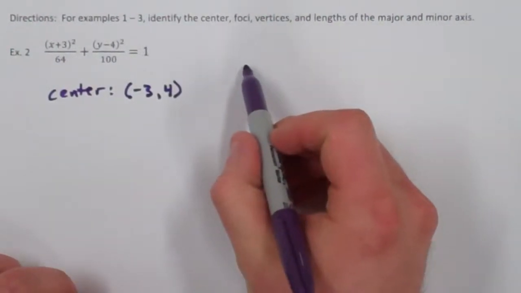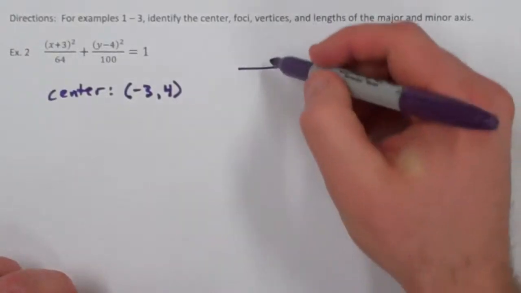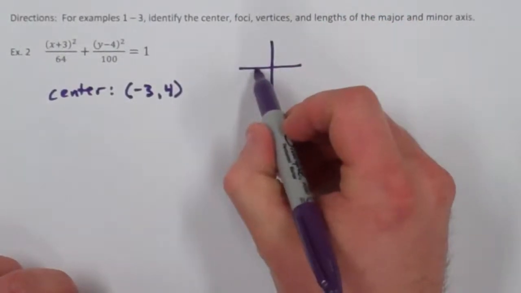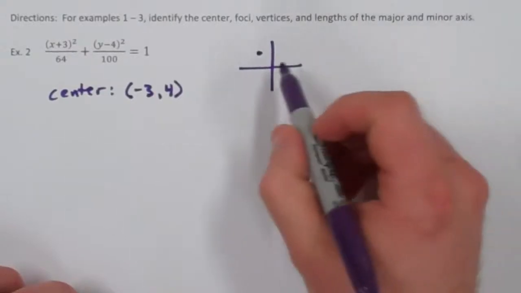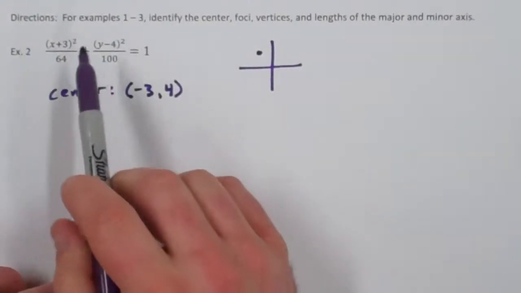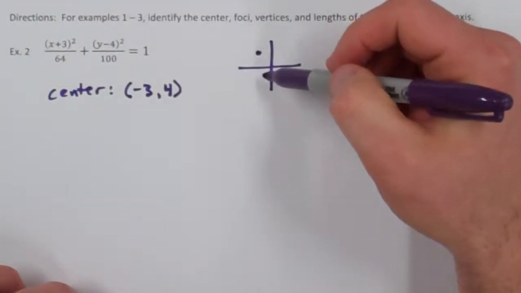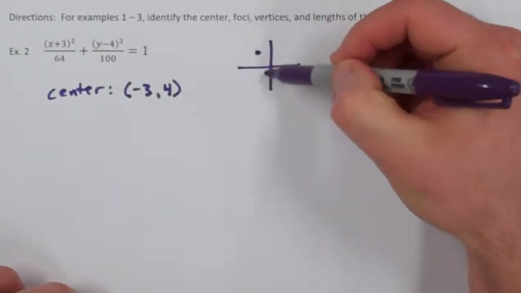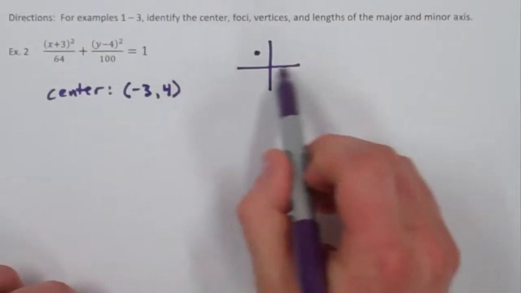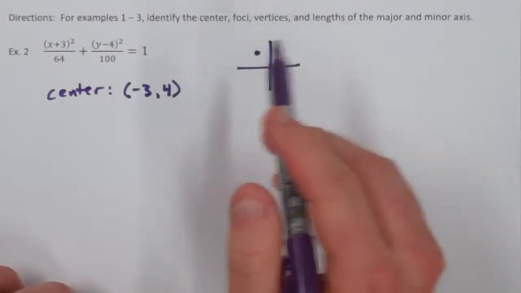If we make ourselves a little graph then, we can go left 3 and maybe up 4. This is just a quick sketch. We need to figure out, is this thing going to be stretched, or is the major axis going to be vertical? Is it going to be horizontal? What's going to be happening?